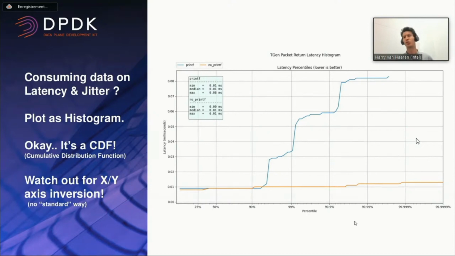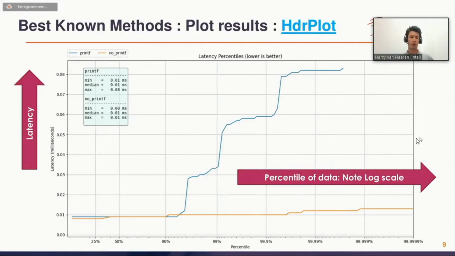Watch out with this type of graph, because sometimes the x-axis and y-axis are inverted, they're flipped. So rather than looking like this, it looks like that. That's the important thing to check. I'll zoom in on this graph because I want to talk about it for 2 seconds and show people why this is so useful to think about. If we look, there's a link here at the top called HDR plot. It's a Python script that will plot your HDR histogram into a graph just like this one.